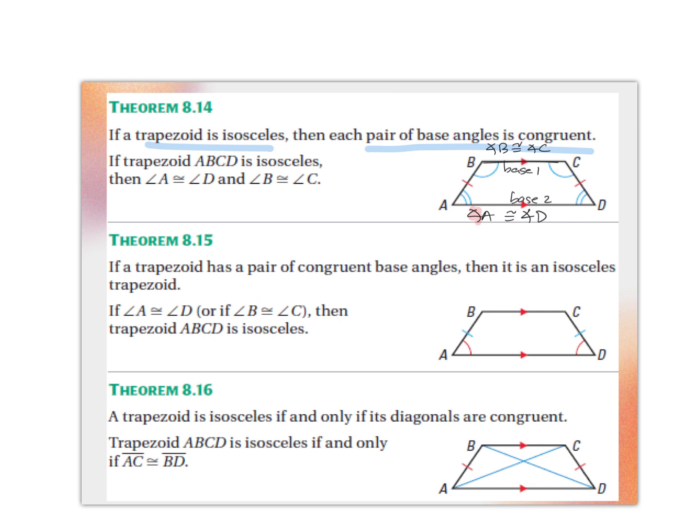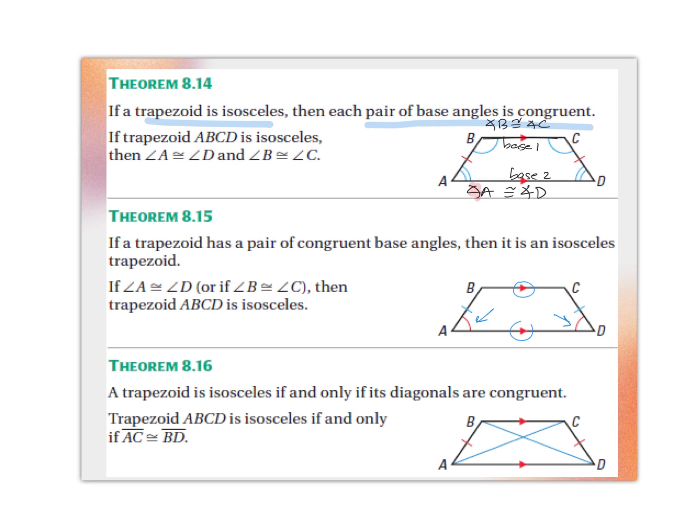In the next theorem, it says that if a trapezoid has a pair of congruent base angles, then it is an isosceles trapezoid. So if I see a trapezoid, I know it's a trapezoid because I know BC and AD are parallel, so those are my bases. But if I see that they have one pair of base angles that are congruent, then I know that this is an isosceles trapezoid. So I can conclude that it is.